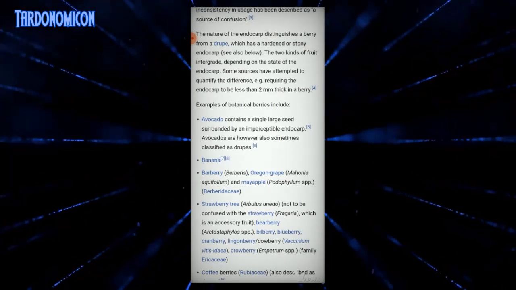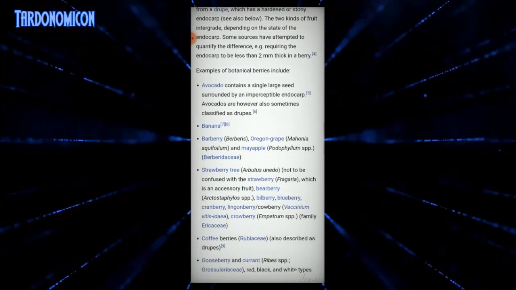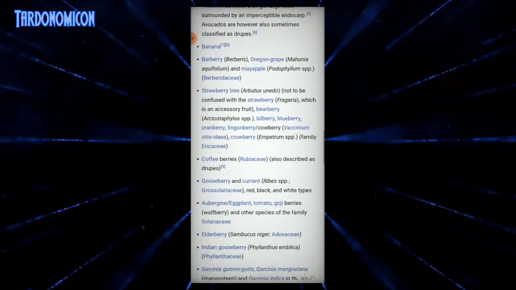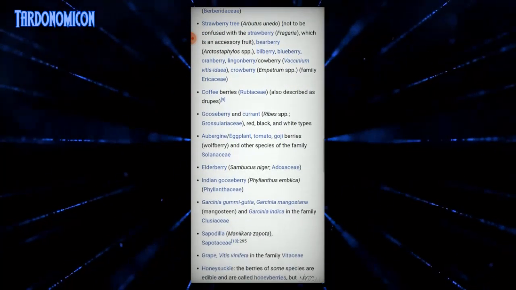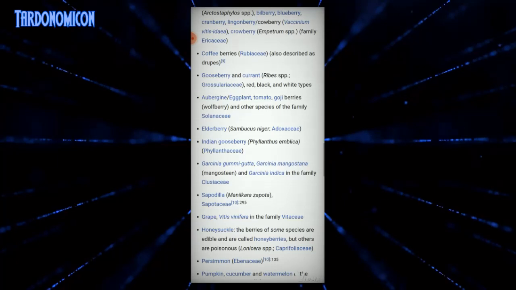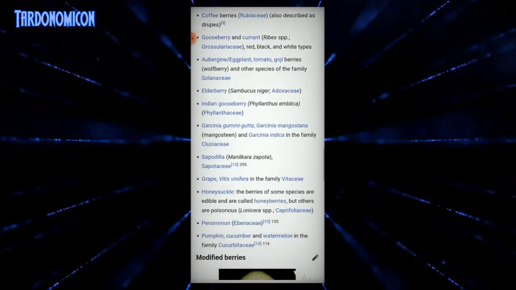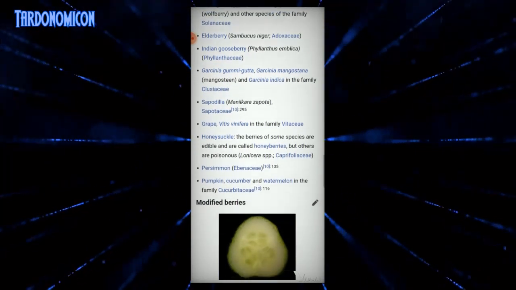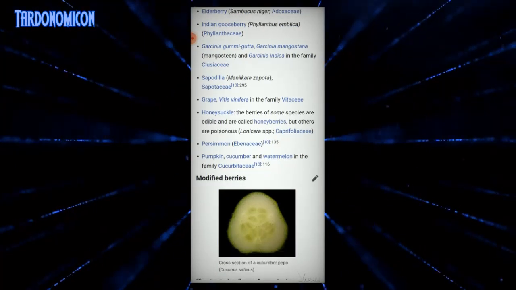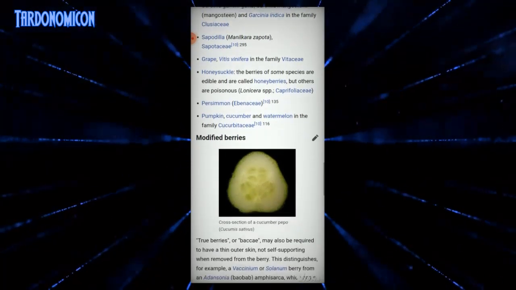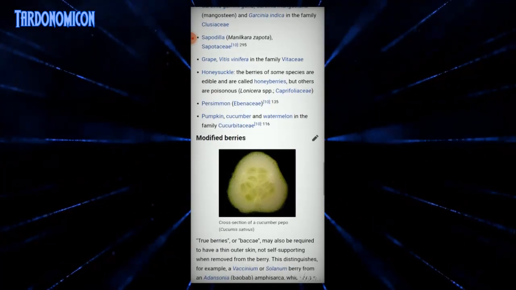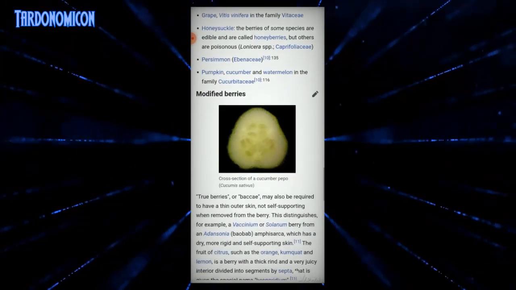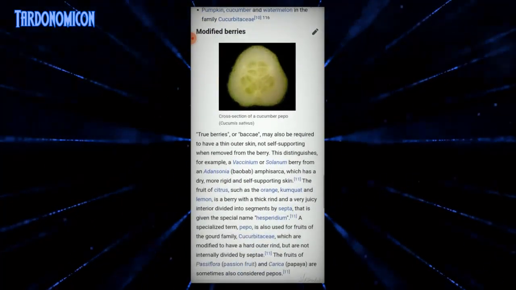Examples of botanical berries include avocado, banana, barberry, also known as Oregon grape, strawberry tree, coffee berries, gooseberry, eggplant, tomato, goji berries, elderberry, Indian gooseberry, Garcinia indica, grape, honeysuckle. The berries of some species are edible and are called honeyberries, but others are poisonous. Persimmon, pumpkin, cucumber, watermelon.